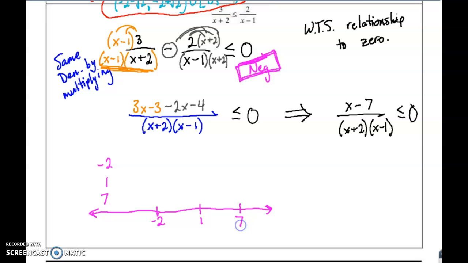And without a calculator now, we can identify that it's undefined at negative 2. Remember, it's in the denominator, it's undefined. Undefined at 1. It can equal 7, because 7 minus 7 equals 0. That's okay for the numerator to equal 0. Negatives to the left. Positives to the right.